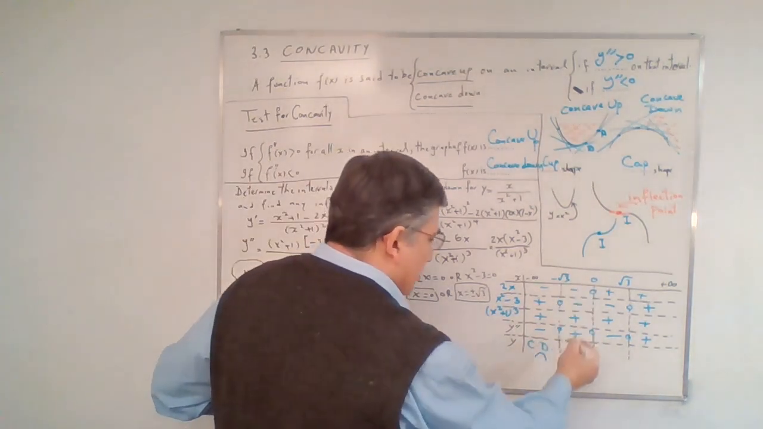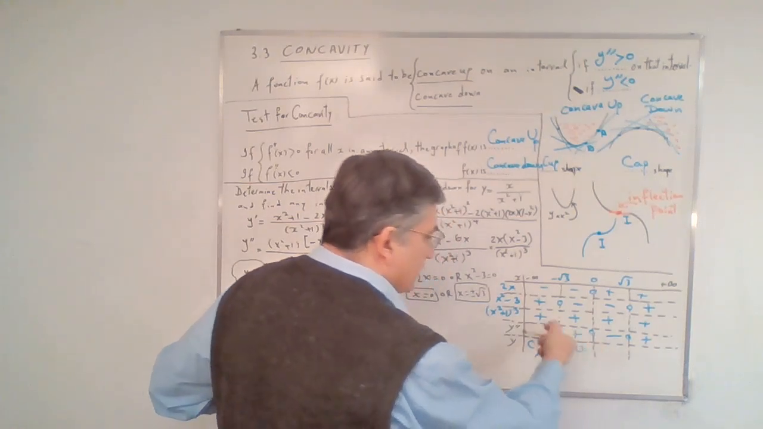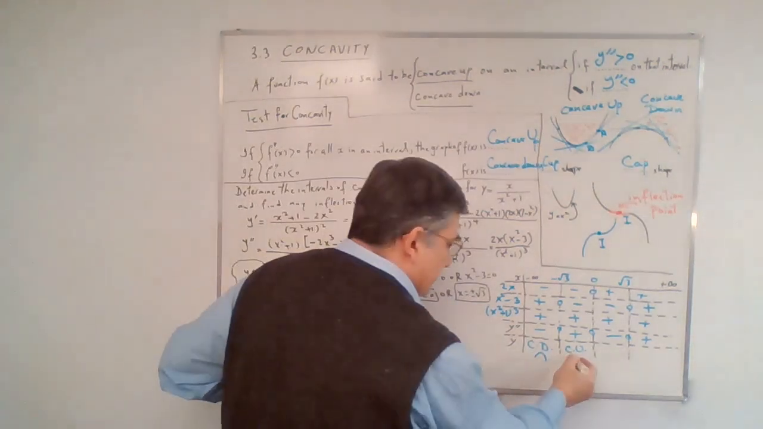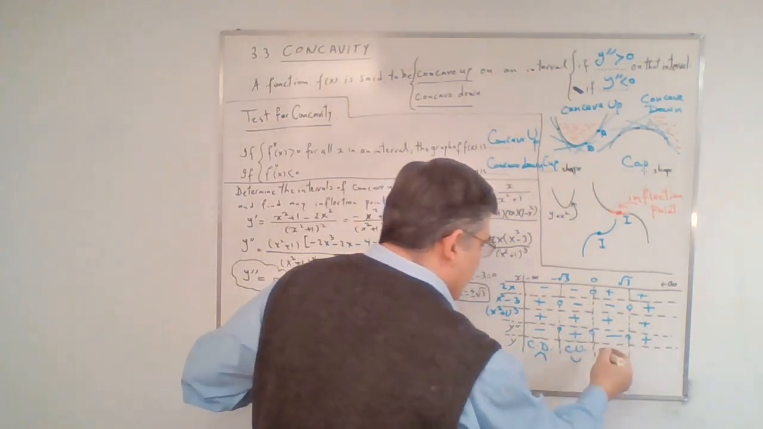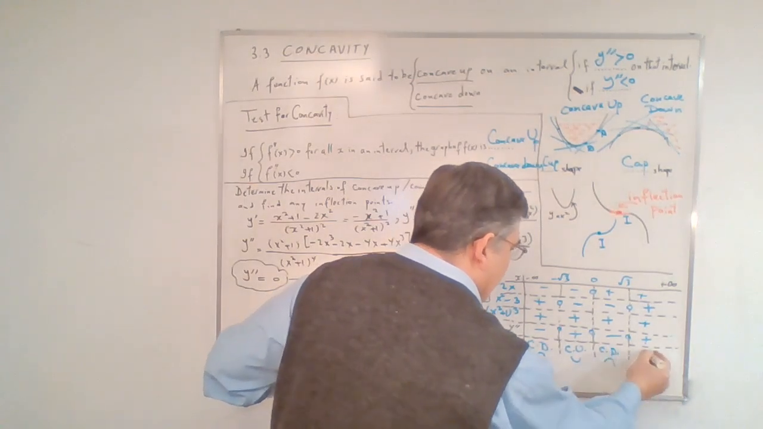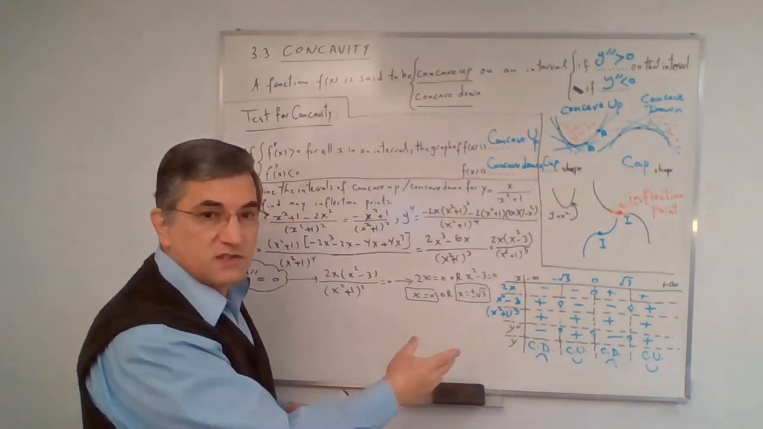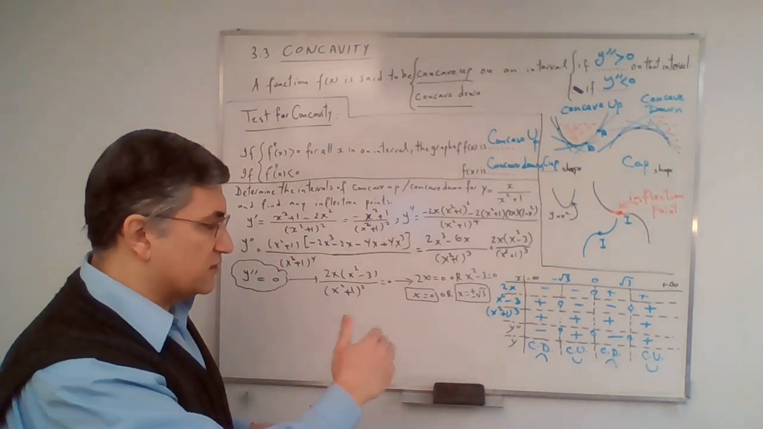And then we have concave up for the next interval from negative square root of 3 up to 0. So the graph is concave up. And then back again, it's concave down. And then again, concave up. So we see that over different intervals, the graph is concave down. Over different intervals, it's concave up.